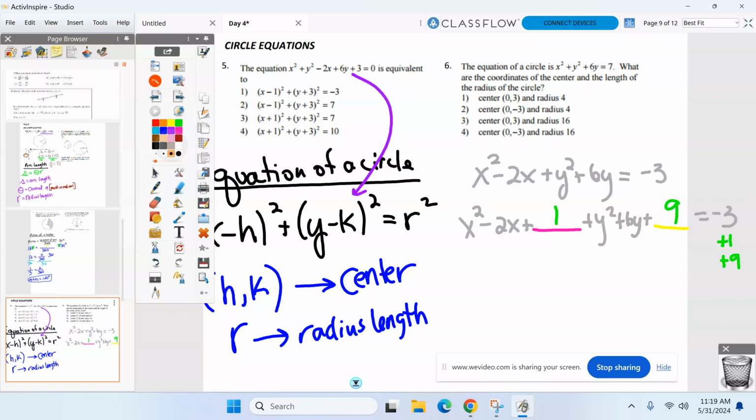Balance it. So make sure we add 1 and add 9. Next step. So we found the new c value and we balanced it. Not going to like this, but it's factor time.